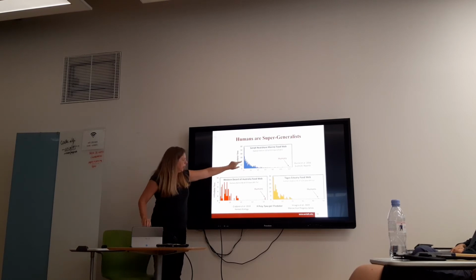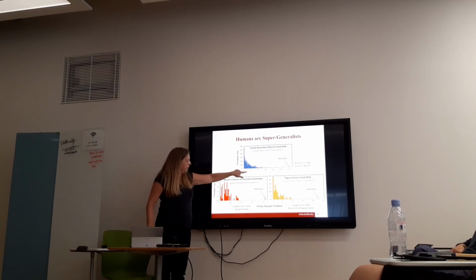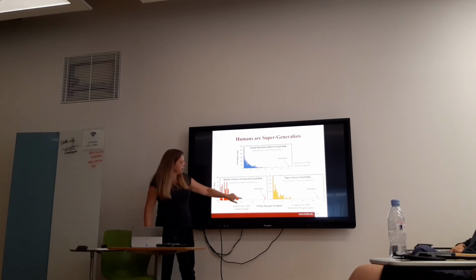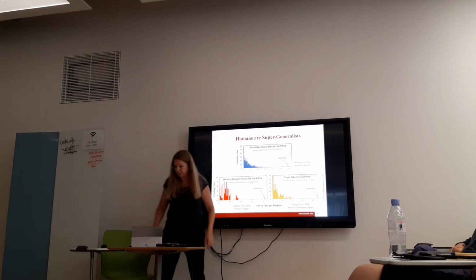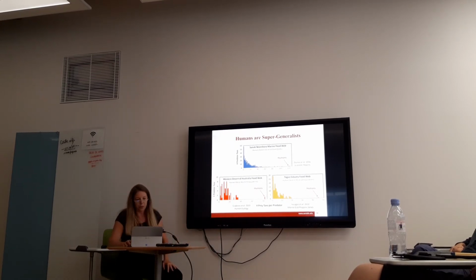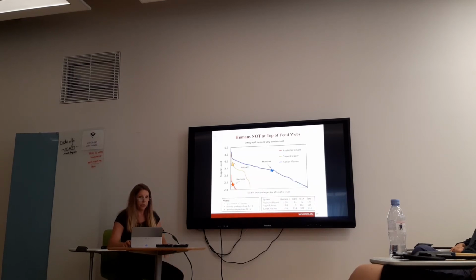Here, this is that histogram of number of predators and particular numbers of prey. Here it is for the Western Desert of Australia. Humans are out in the tail here also, and the Tagish estuary, the same thing. So humans are super generalists in these very diverse kinds of food webs. The other thing to note is humans are not at the top of the food web. Humans are often at the tops of their food chains, but when you stick it all together into a food web, they're not at the top because they're omnivores. They're feeding at many, many trophic levels.